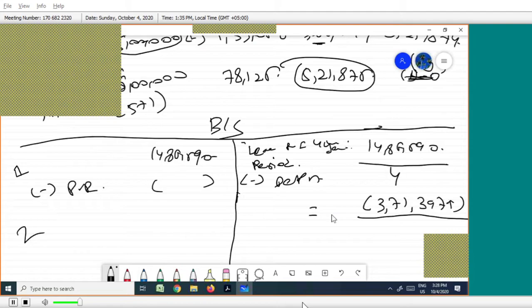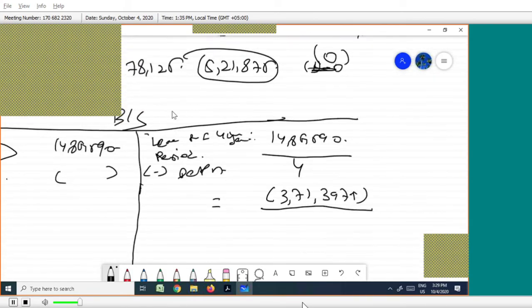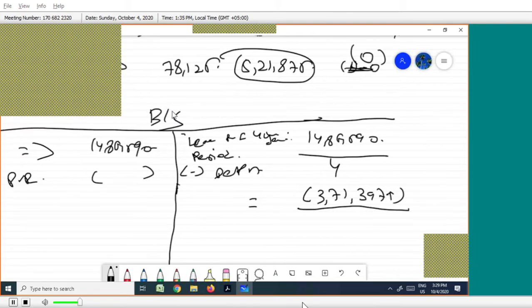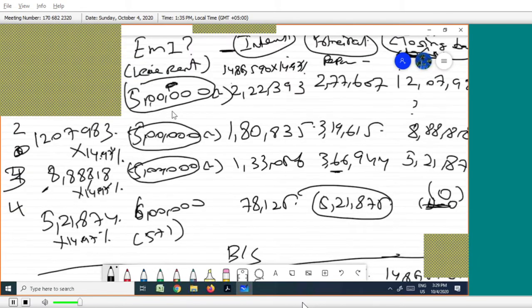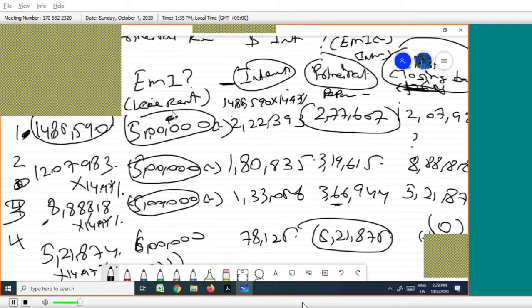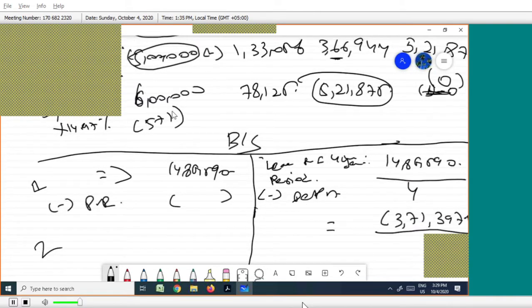Closing balance for the first year. Opening balance 1,485,590. First year repayment, how much? Principal repayment, we identified in the workings. How much did we identify for the first year? 277,607. Second year, how much did we identify? 319,615. So 277,607 is my first year principal repayment.